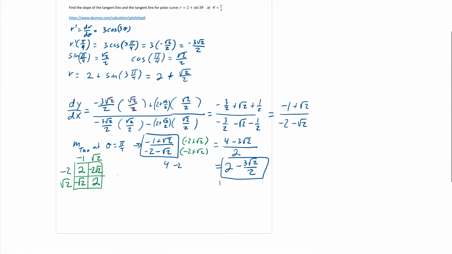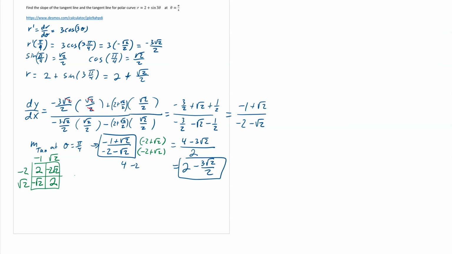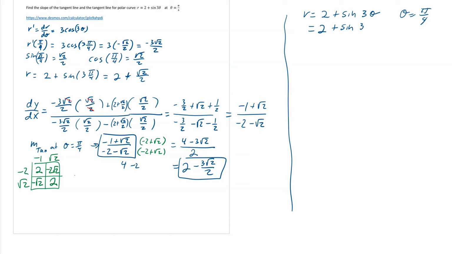All right, so now the equation of the tangent. We need to do the same thing. We need to find our points. I have an unlimited amount of space, so why not do it over here? We know r equals 2 plus sine 3 theta, and we know our theta is pi over 4. So let's first find out what our r is: 2 plus sine 3 pi over 4. And so this becomes 2 plus, and again, sine of 3 pi over 4 we know is rad 2 over 2. So we know what our r is and we know what our theta is.